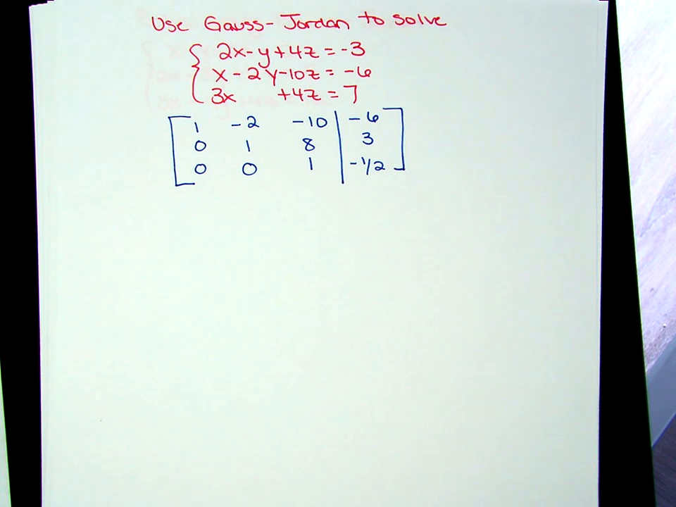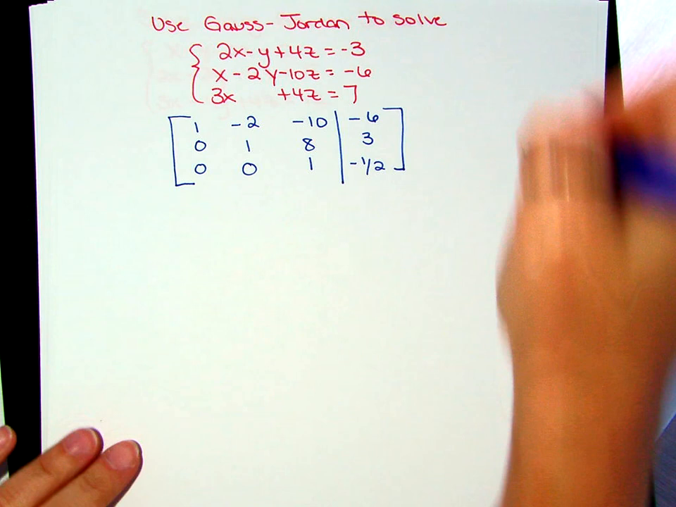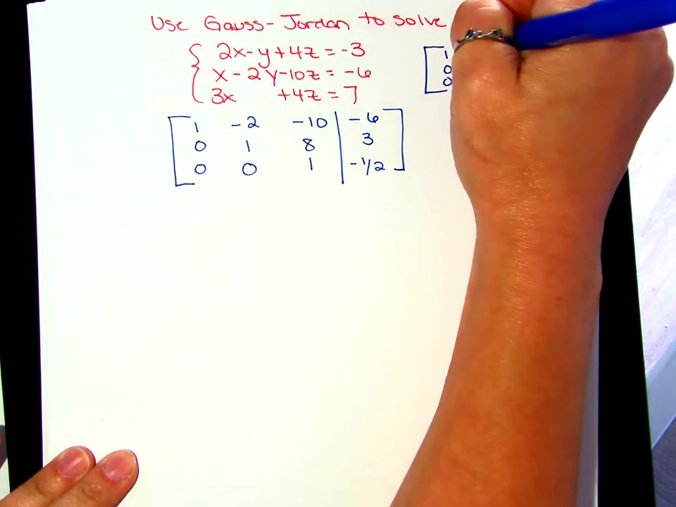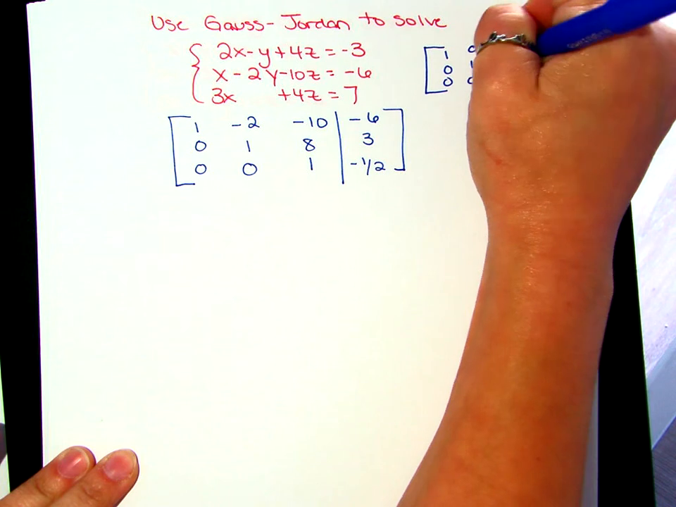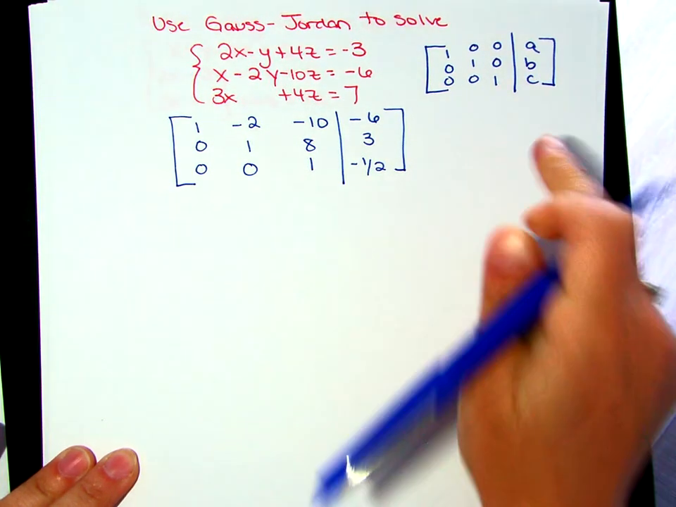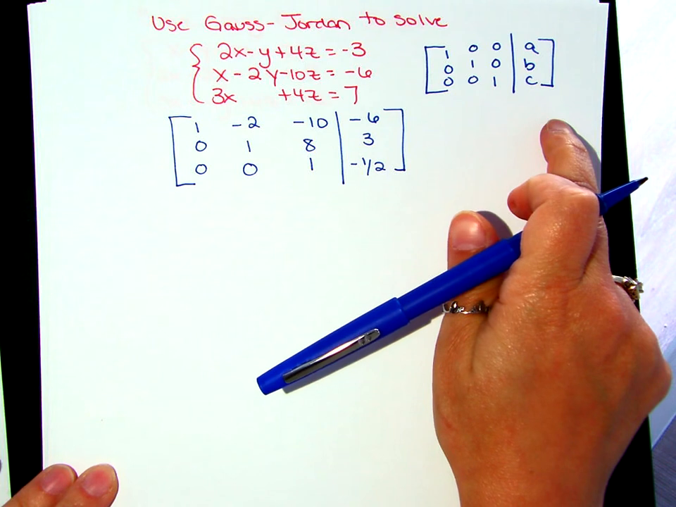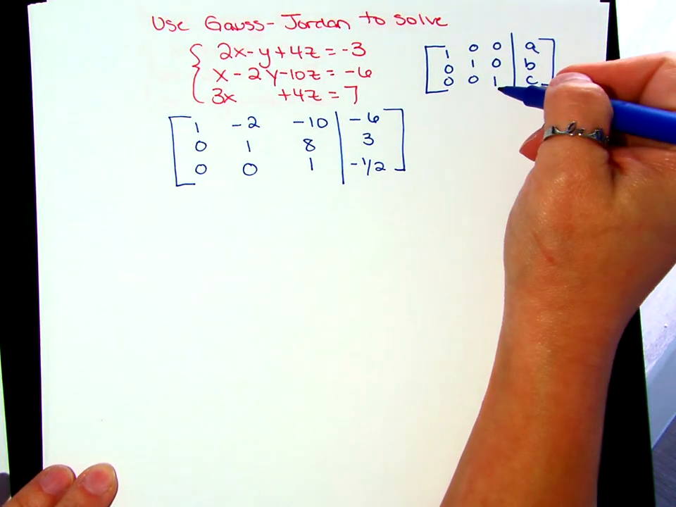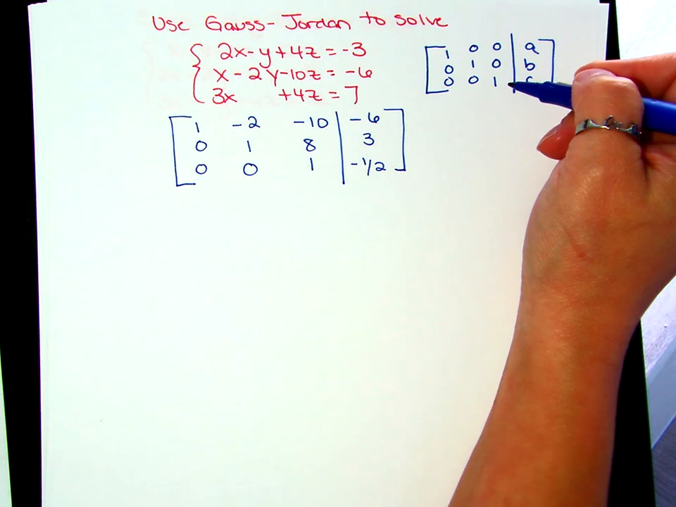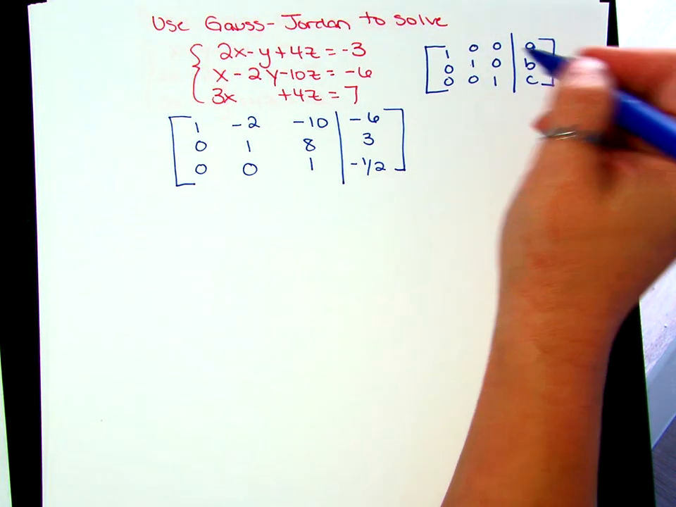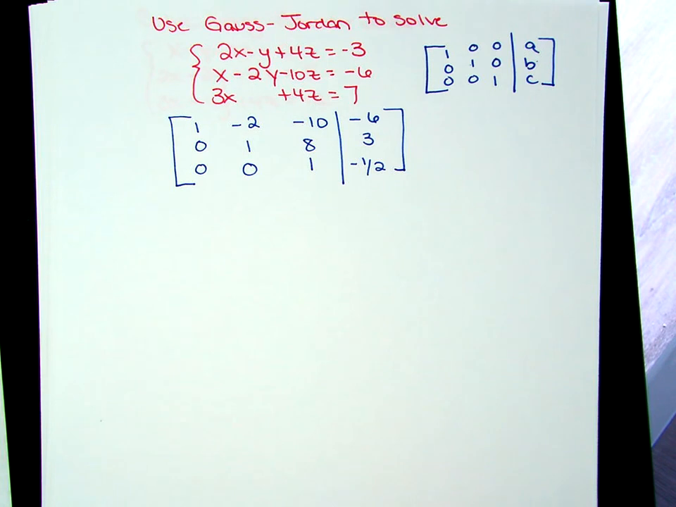But now with Gauss-Jordan, we want to get to the reduced row echelon form. So that means we want to get to 1, 0, 0, 0, 1, 0, 0, 0, 1, A, B, C. We want to get to this, because if we get to this reduced row echelon form where the only thing we have is a diagonal of 1s, then we don't have to do any back substituting at all, because Z will be C, and Y will be B, and X will be A, and we're all done and good.